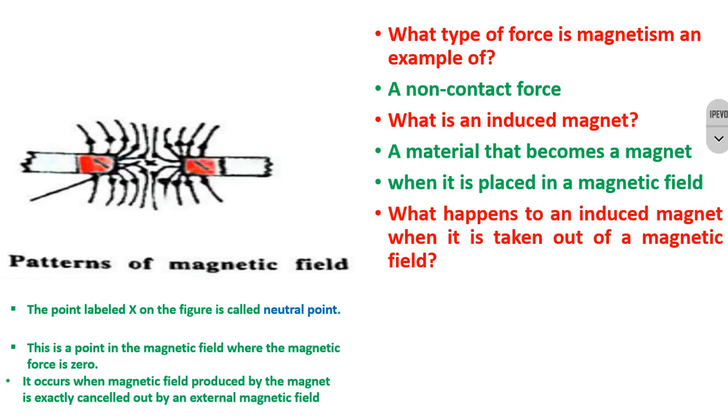Let's look at this one. This one says, what happens to an induced magnet when it is taken out of a magnetic field? It loses its magnetism quickly. It loses most or all of its magnetism quickly.